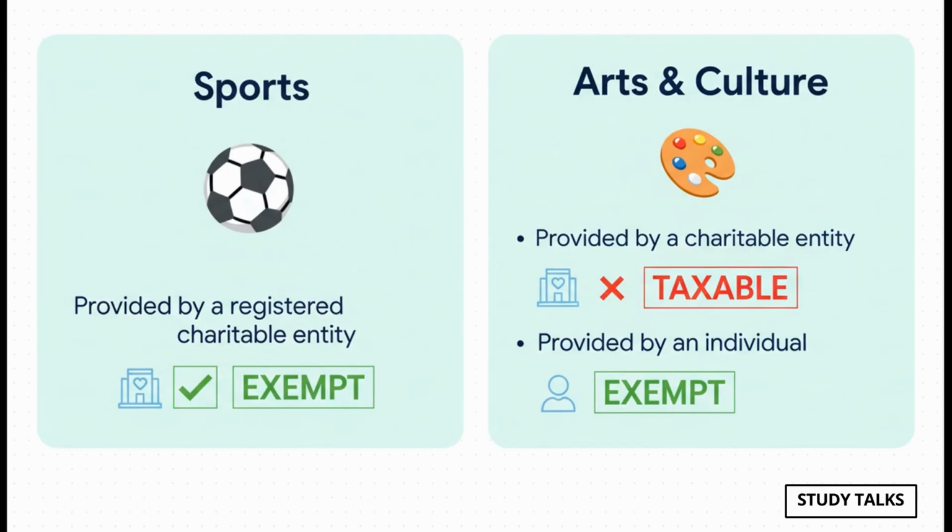Training in sports is exempt, but only if it's provided by a charitable entity registered under 12AA or AB. But training in recreational arts or culture is only exempt if it's provided by an individual. So if a charitable trust gives painting classes, that's taxable. But if an individual artist gives those same painting classes, it's exempt. Who is providing the service is everything here.